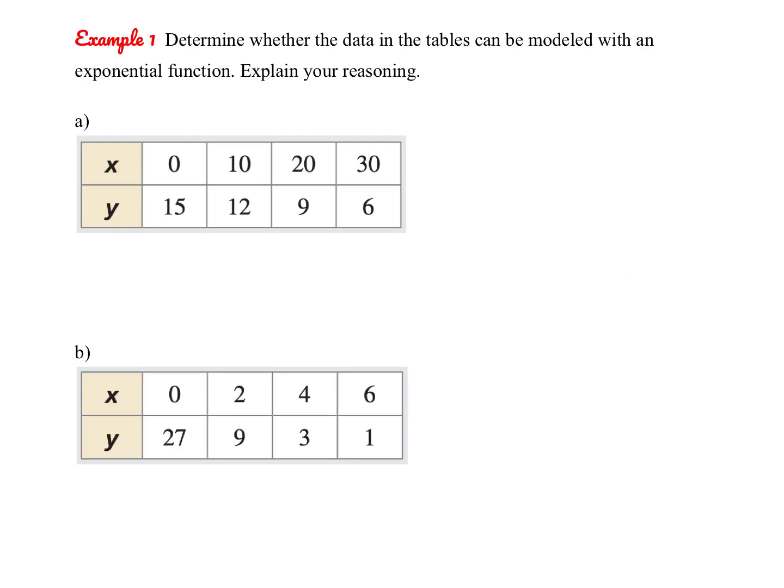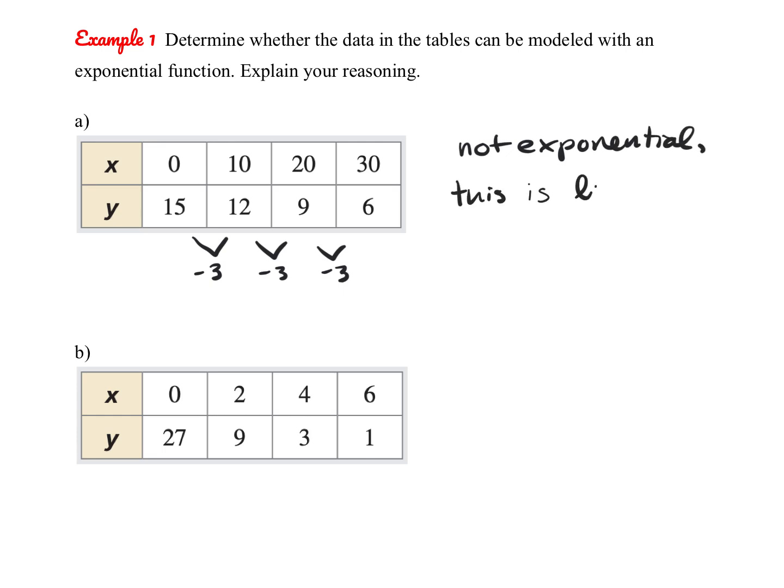All right, so let's look at these two sets of data and determine if we would model this with an exponential function. So for the first one, there is a common difference for the x values. Let's see what's going on with the y values. So here I have -3, -3, -3. So this is not exponential. And again, as we saw in the warm-up, this is linear, because it has a common difference every time we are subtracting 3. So this we would not model with an exponential function.